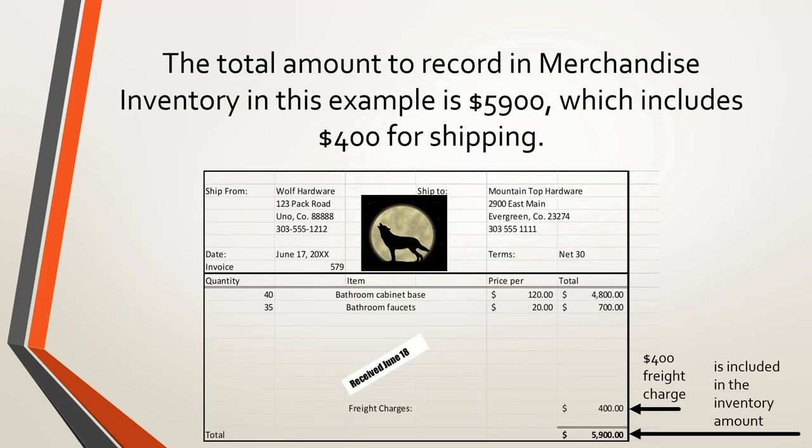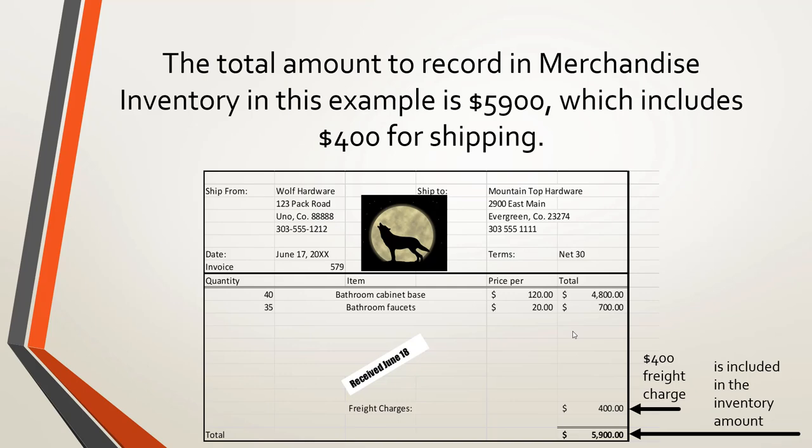All right, so if we look at this invoice here, we see that some company called Wolf Hardware sold some stuff to a company called Mountaintop Hardware. And what was sold were some bath cabinets and some faucets. And here was the amount of the bath cabinets, $4,800 total, and the faucets, $700. But then if we move down here, there's a term that says freight charges, $400.